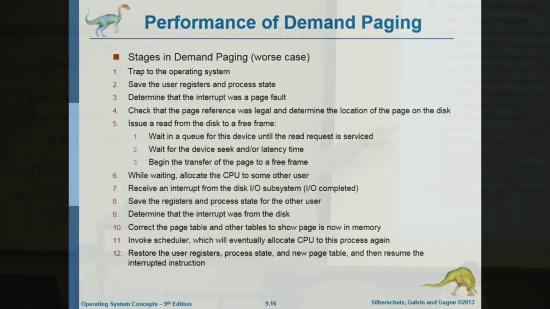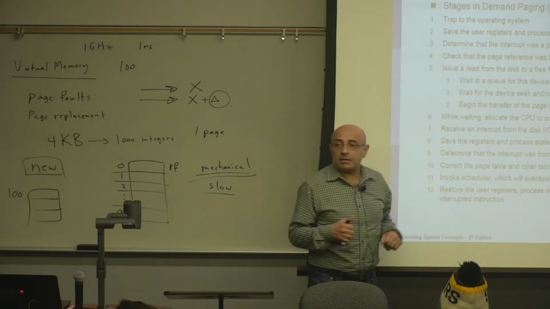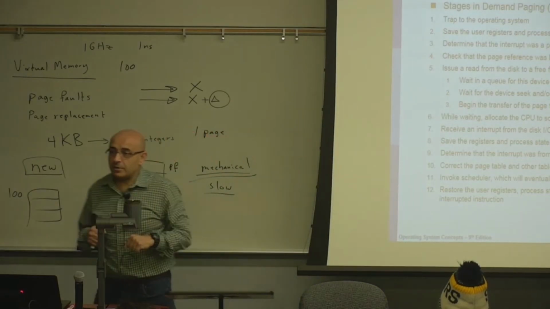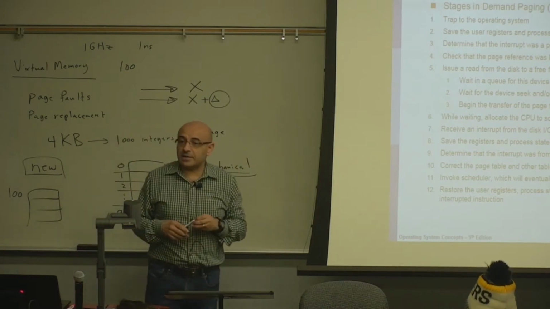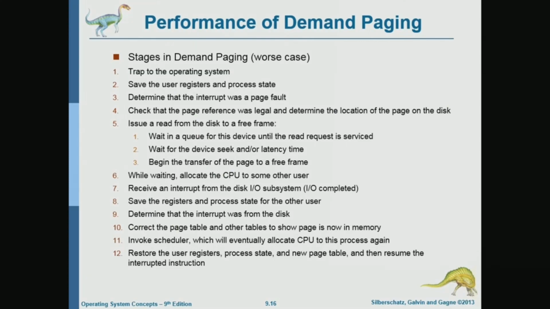So it will invoke the scheduler, and it will find another process that is ready to execute on the CPU, and it will give it the CPU. And because we're talking about millions of cycles, multiple processes are likely to get CPU cycles while one process is waiting for the disk to complete the copy.